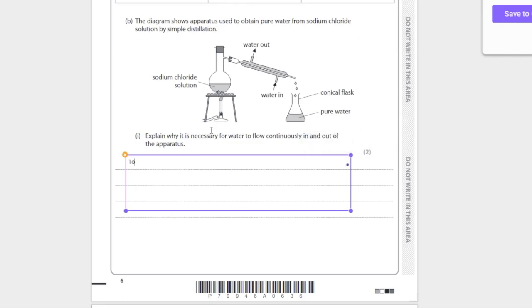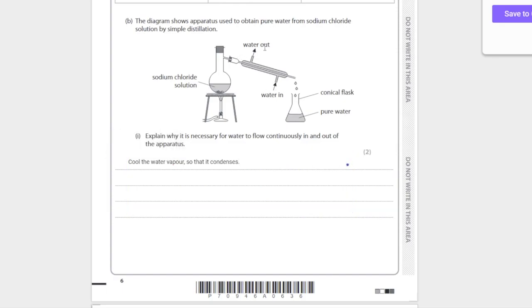To cool the vapor. Because you can see the sodium chloride solution is going to evaporate, go up, go here, and then inside of this condenser it's going to be condensed and go into the conical flask. So what is the role of water coming in and out? Well, it's to cool the water vapor so that it condenses. The wording of this question may confuse some people, but to be honest, it's pretty simple. The water is there just so that it can cool the vapor that's entering so that it condenses, and then we can get pure water at the end of the system.